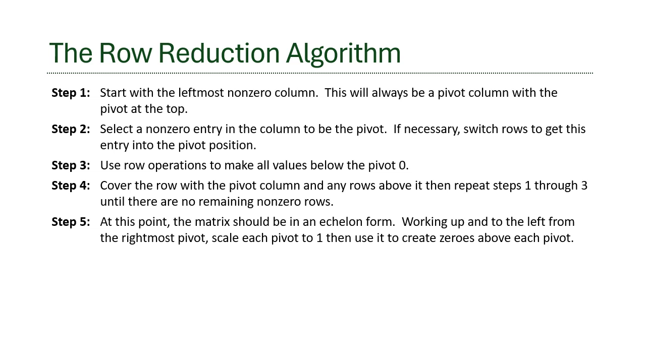So I've got the process here, and we'll talk through it real quick. Then we'll look at an example, which I think always helps to make these things a little clearer. So first, we're going to start with the leftmost non-zero column, and this is always going to be a pivot column, right, with the pivot at the top. We're going to select a non-zero entry in the column to be the pivot, and if necessary, we're going to switch rows to get it up into the pivot position.